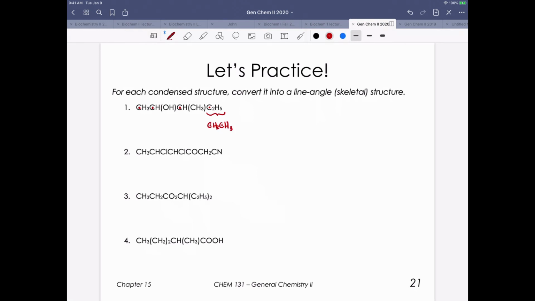Let me count up the dots that I have here. I've got 1, 2, 3, 4, 5 dots. So 5 dots means I'm going to do a zigzag with 5 dots: 1, 2, 3, 4, 5. Now anything that was in parentheses belongs to the carbon right before it. So I'm going to put an OH group on my second carbon there.